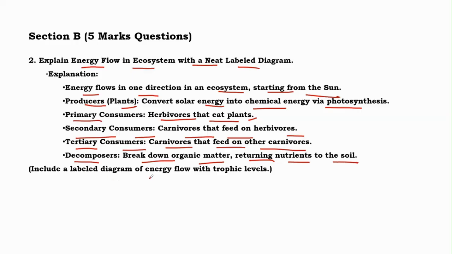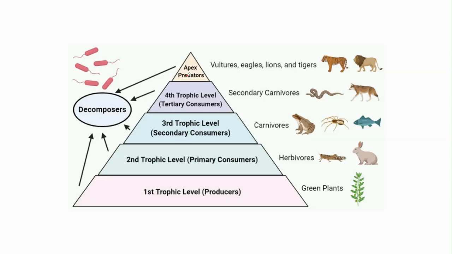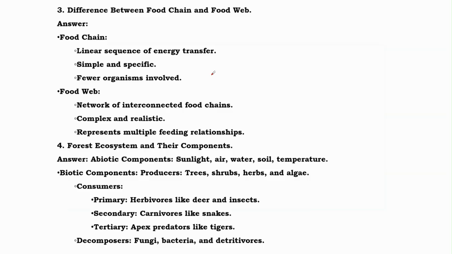So here we need to draw an energy flow with trophic levels. This is an energy flow with trophic levels, that is green plants, and then herbivores, then carnivores, then secondary carnivores, and then the vulture, eagle, lion and tigers. Predators, decomposers, and then bacteria.